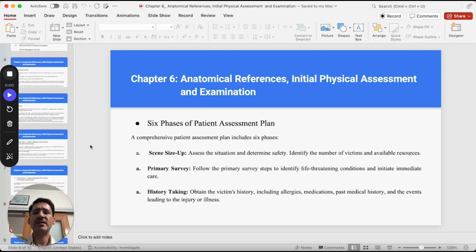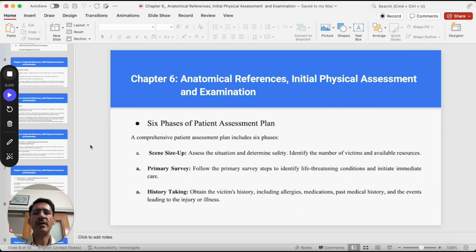6 phases of patient assessment plan. A comprehensive patient assessment plan includes 6 phases. Scene size up: assess the situation and determine safety. Identify the number of victims and available resources. Primary survey: follow the primary survey steps to identify life-threatening conditions and initiate immediate care.